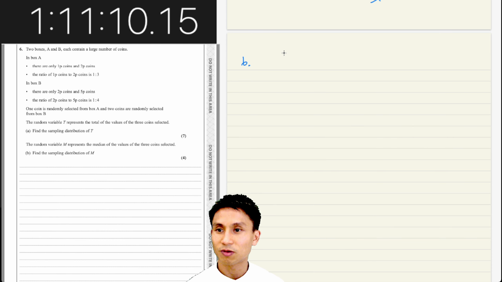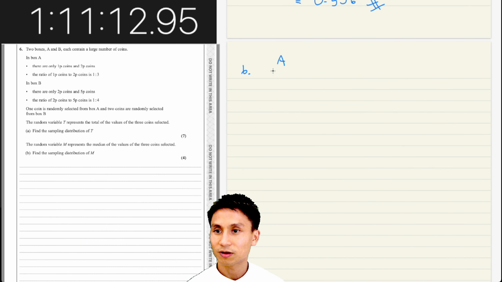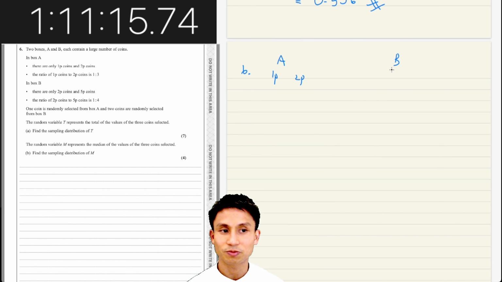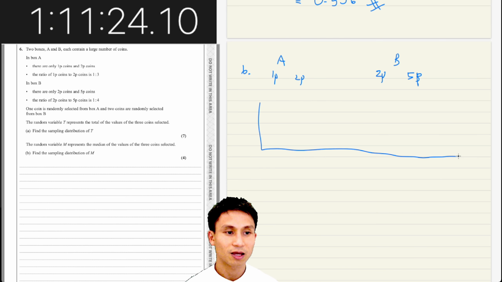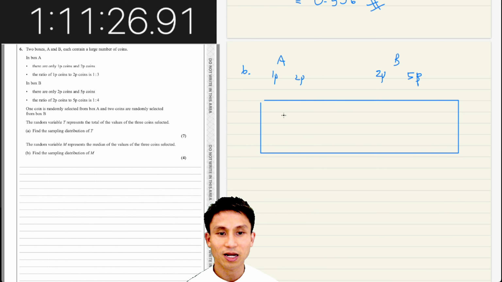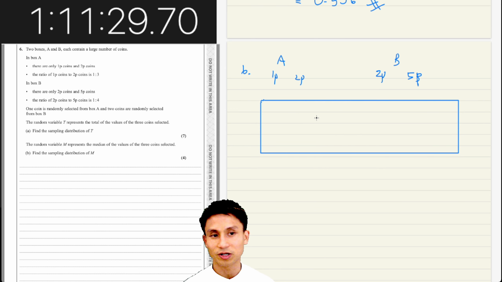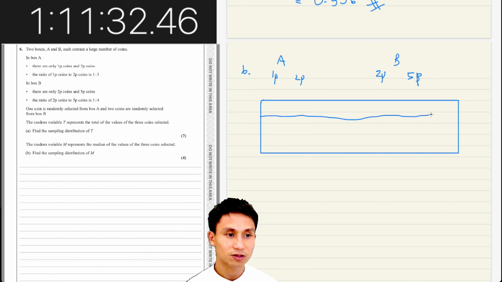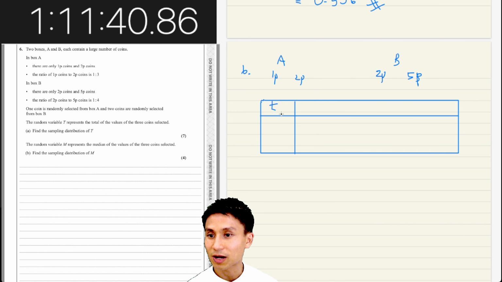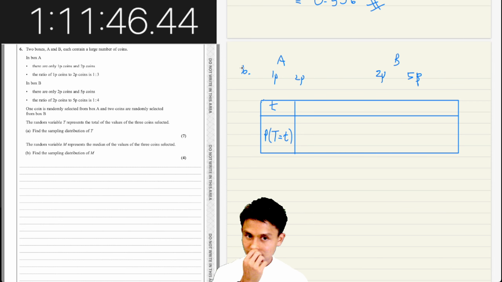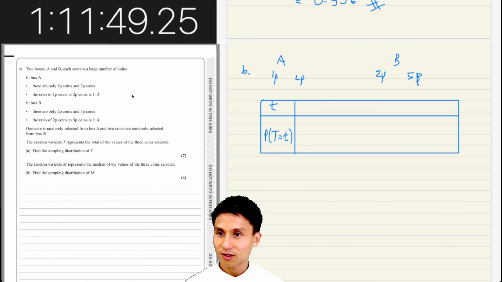Okay, so one coin from box A, so box A only have 1 pence and 2 pence, but box B only have 2 pence and 5 pence, right? So we got to think about the cases first. And by that I mean, what are the cases that you can add up all the money from each coin to B? So that will be the top part here, the value of a little t. Because we are doing a big T, right? So because we are doing the random variable t, so that will be the probability of big T equals small t. Okay? So we're just going to find the cases first.